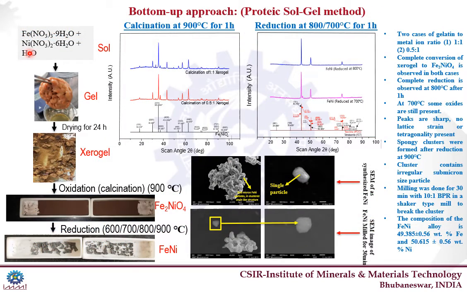In the bottom-up or sol-gel approach, we made a solution of iron and nickel nitrate. Then we added edible gelatin to form a gel, which was then dried to form an aerogel. The aerogel was oxidized at 900 degrees C to form Fe2NiO4, which was further reduced to form FeNi. The reduction was carried out at different temperatures and we found that the optimum temperature for reduction is 800 degrees centigrade.